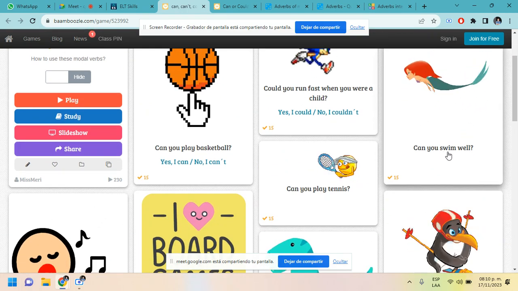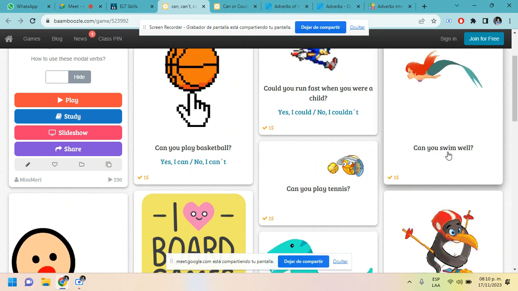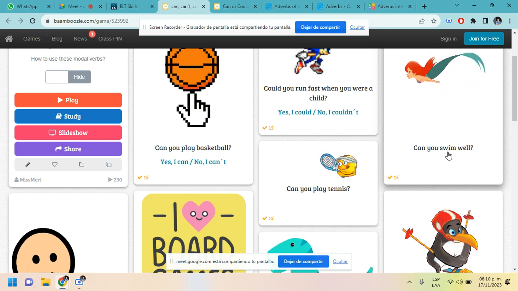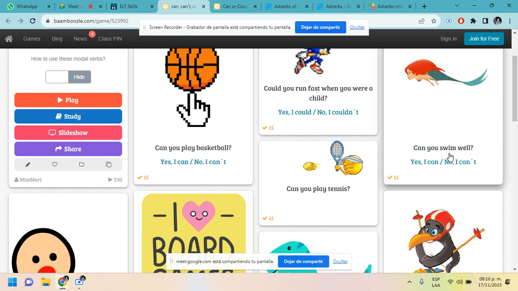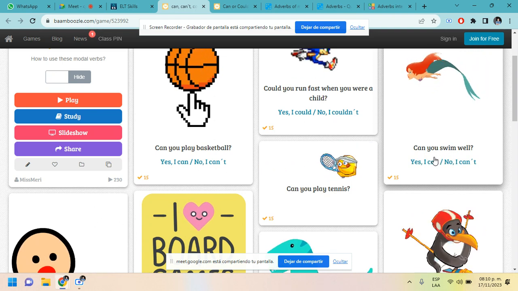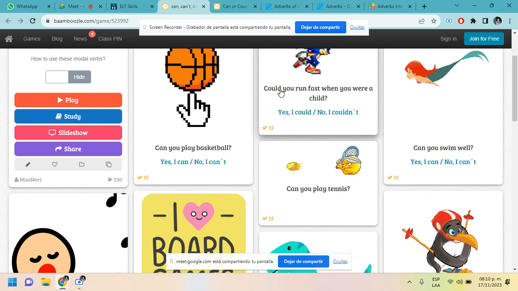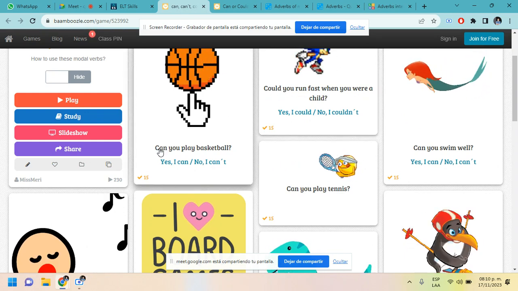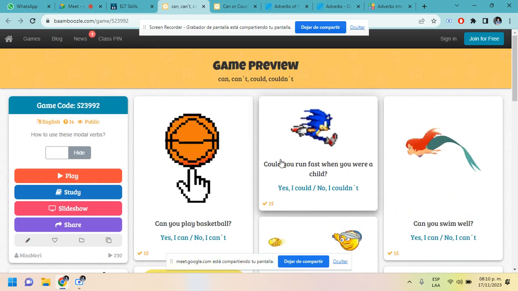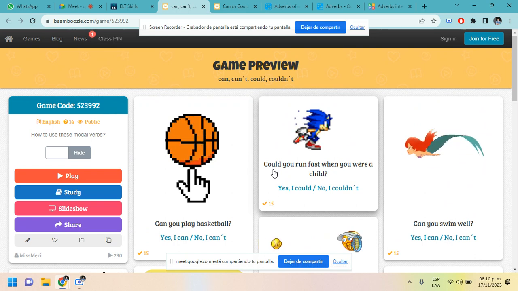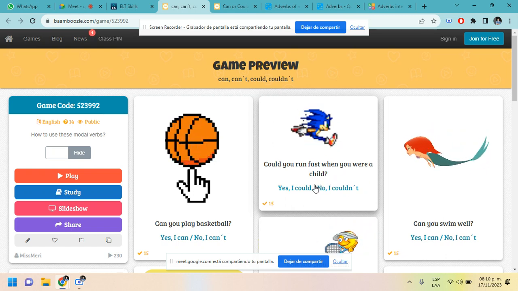This other, can you swim? Tell me, can you swim? Yes, I can. Because this is present tense. You have to notice the difference between present tense and past tense. When the question is in present with can, you answer with can. Yes, I can. When the question is in past tense, you answer using the past. Could you run fast when you were 5 years old, when you were a child? Yes, I could.